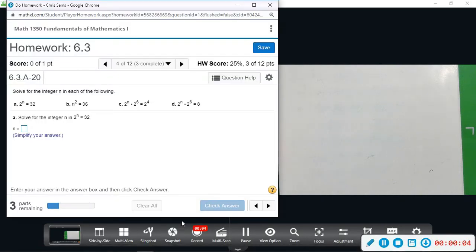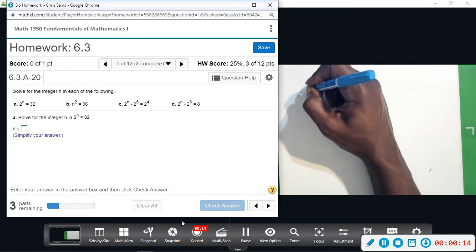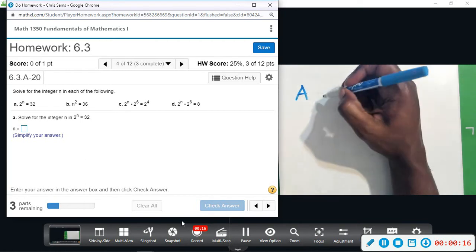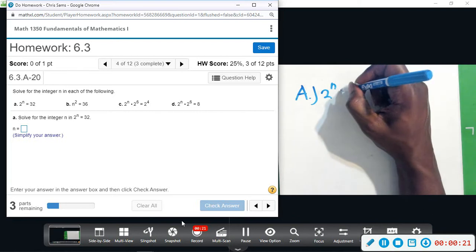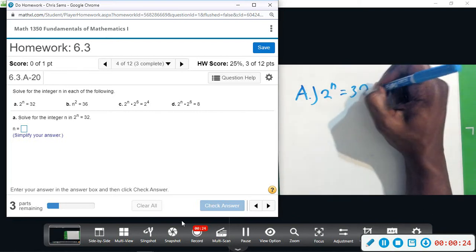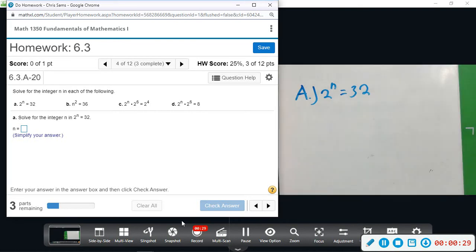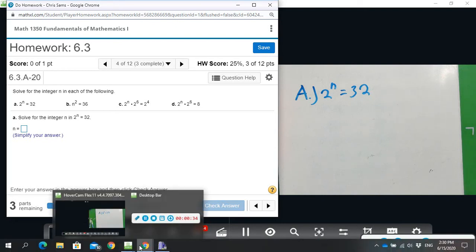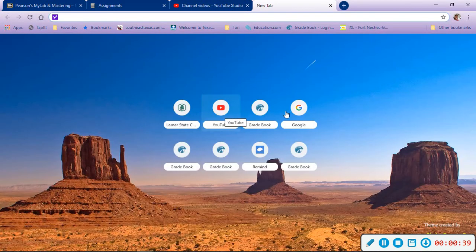Alright, 4, we want to solve for n in each of the following cases. So, A, we have 2 to the nth equals 32. So 2 to some power will equal 32. What you can do is look up a power table, which I'll show you here. Just Google search a power table.